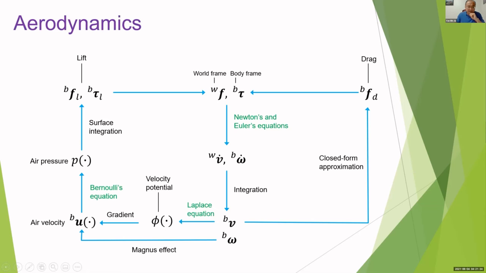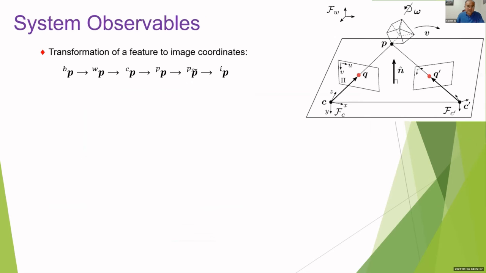But in the meantime, because of the velocity, it generates velocity potentials. You would have to solve the Laplace equation to get that. And then from the gradient of that, you get an air velocity. Okay, and then you plug that into Bernoulli's equation to generate the air pressure, and you integrate over the surface to get the lift forces and also the torque. Okay, and you combine the lift force with the drag force, you get force and torque on the object, and then you apply that to Newton's and Euler's equations, so that closes the loop.